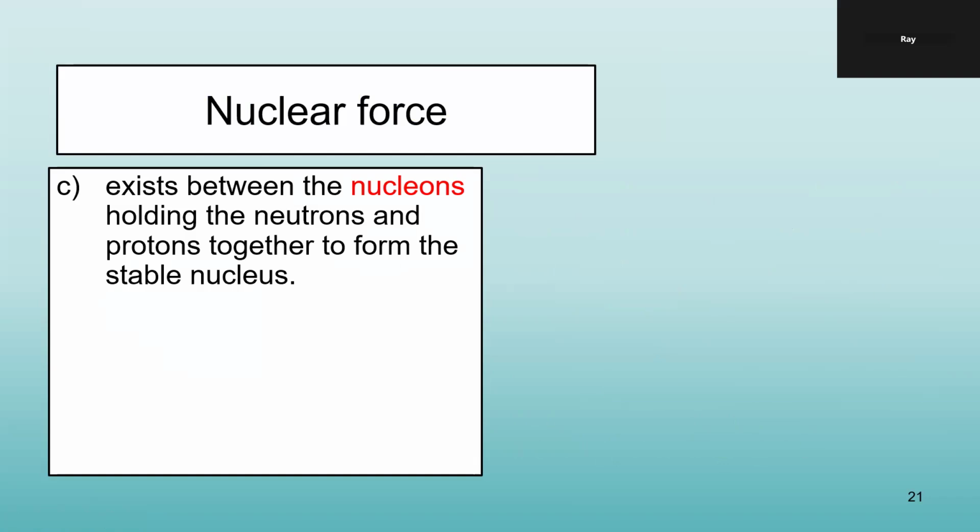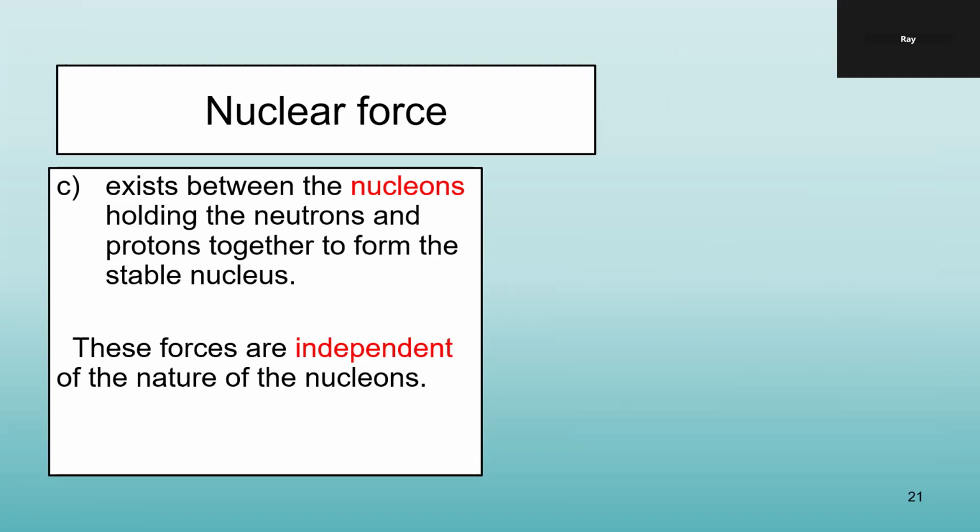That means proton and proton, besides having electrostatic repulsive force, also have nuclear force when in the nucleus. Between proton and neutron there is also attractive nuclear force, and between neutron and neutron there is also attractive force. Right? It exists between nucleons, holding the neutrons and protons together to form a stable nucleus. These forces are independent of the nature of the nucleon. It doesn't matter whether it is proton and proton, proton and neutron, or neutron and neutron.